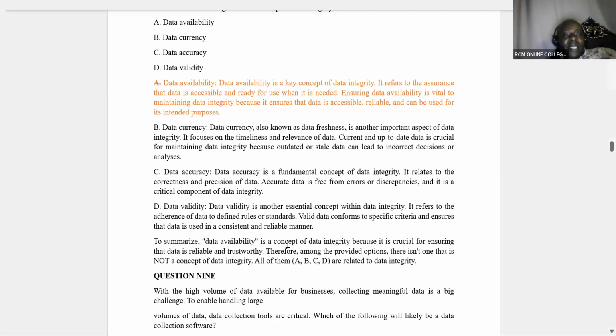Data availability is a concept of data integrity because it's crucial for ensuring that data is reliable and trustworthy. Therefore, amongst the provided options, there isn't one that is not a concept of data integrity. All of them, A, B, C, D, are related to data integrity.